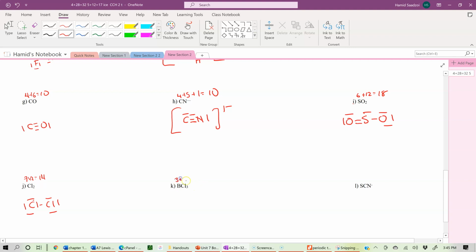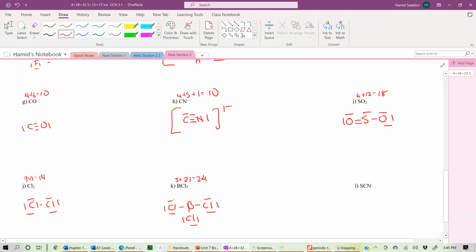All right, BCl3: boron. Boron has 3. Chlorine has 7 times 3, which is 21. So 24 electrons. B in the middle. Connect. Connect. Connect. That's 2, 4, 6, 8, 10, 12, 14, 16, 18, 20, 22, 24.